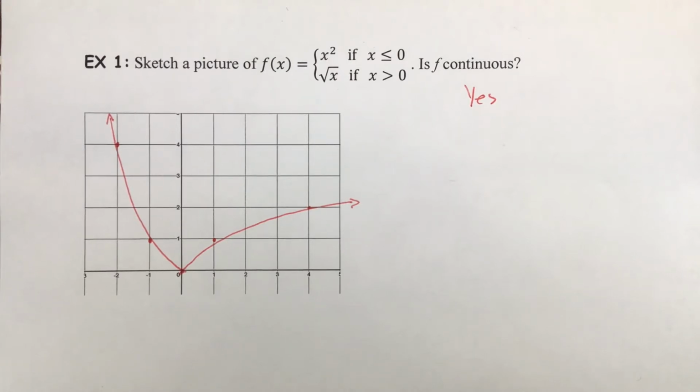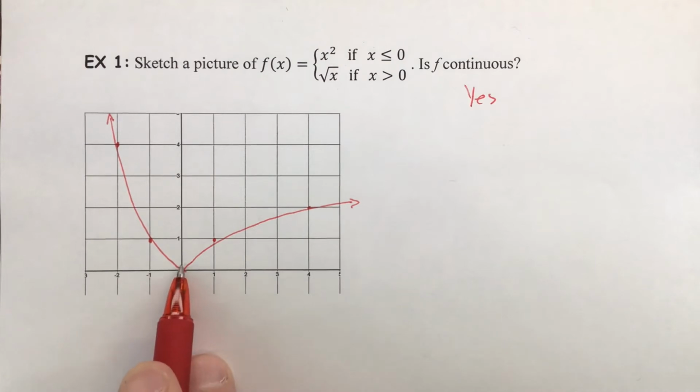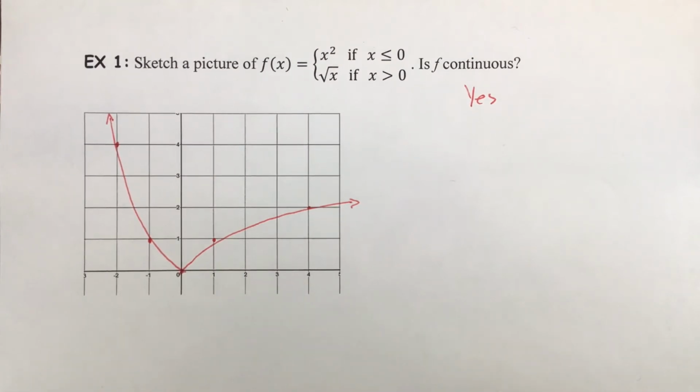One additional note to that, if we didn't have the equal to part here, you would get an open circle in that spot, which would give it discontinuity, a removable discontinuity.